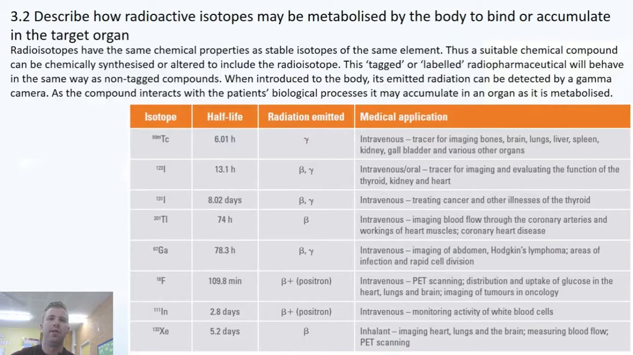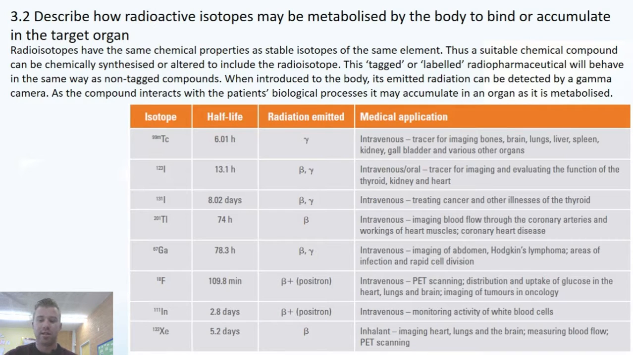3.2, describe how radioactive isotopes may be metabolized by the body to bind or accumulate in the target organ. So we're adding on to 3.1. Radioisotopes have the same chemical properties as stable isotopes of the same element. Thus, it is suitable for a chemical compound to be chemically synthesized and made or altered to include the radioisotope.